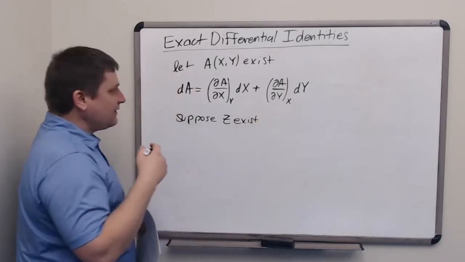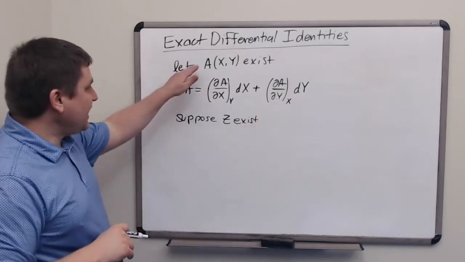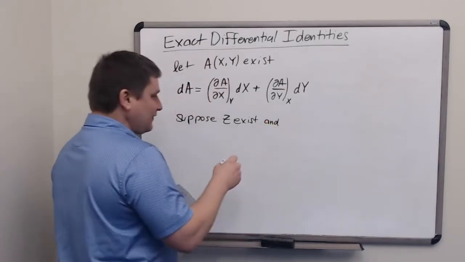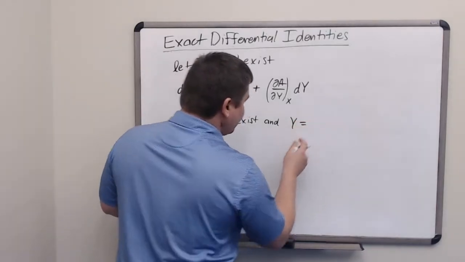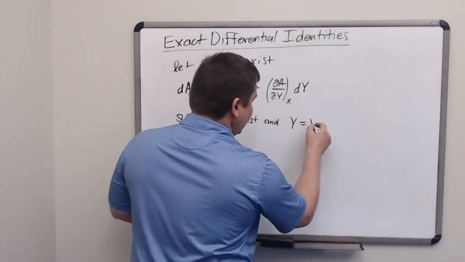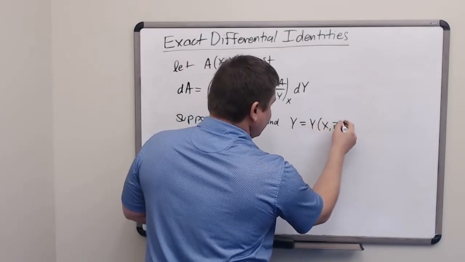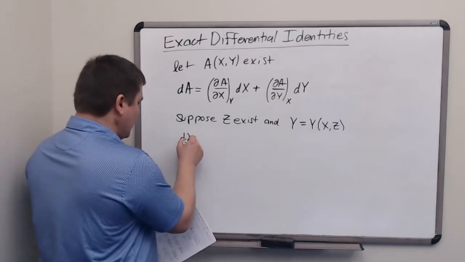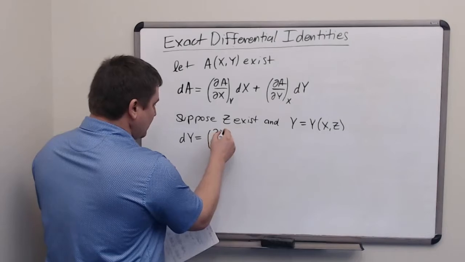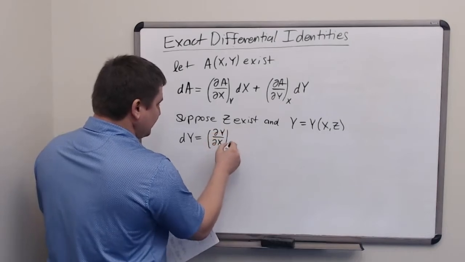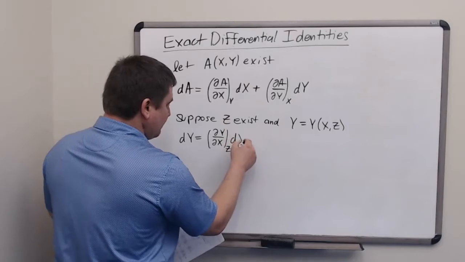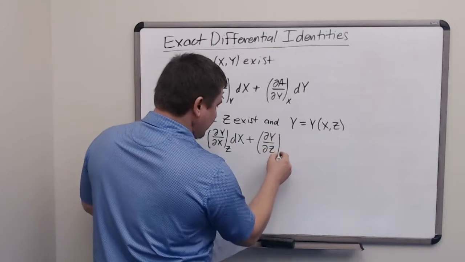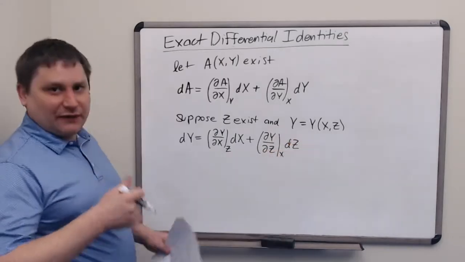Now suppose we introduce a fourth variable here, in addition to a, x, and y, called z. Suppose z exists as another exact differential, and y is thought to depend on z. So y is a function of x and z. So therefore dy, since it's another exact differential, could be expanded in terms of its partial derivatives in the same way. Now this is just all abstract.